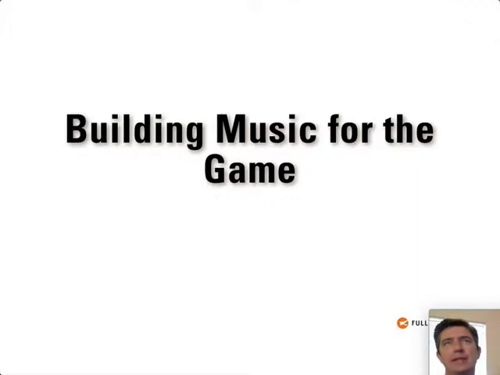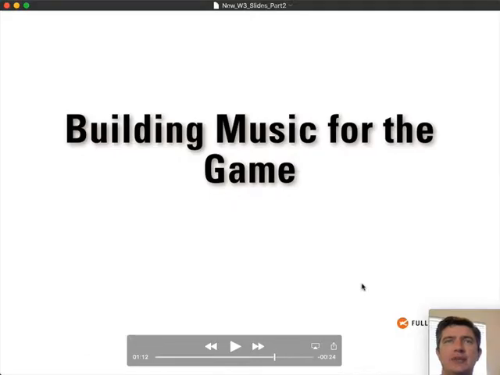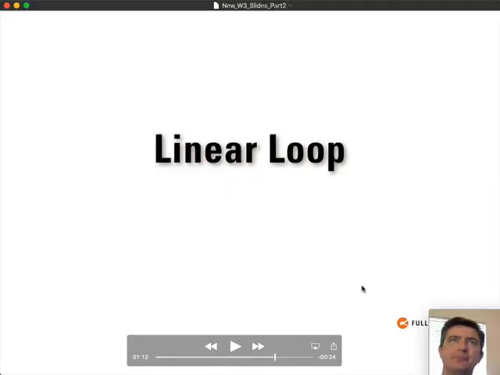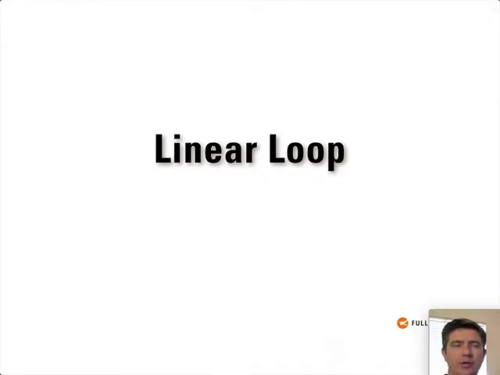All right, the next topic here is getting into how the music is actually functioning in the game. We're going to talk about linear loops. We're going to talk about game states and how they affect our music. And then we will wrap it up with a discussion of horizontal resequencing and vertical layering. We'll define those terms and talk about how they actually affect our music. So hold on just a second. We'll do another quick pause.